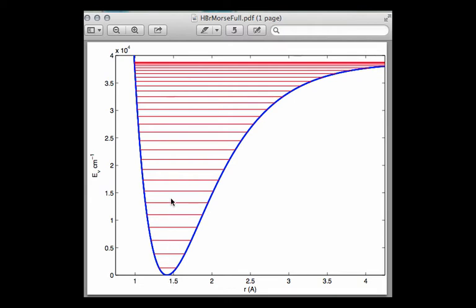And so you can climb out of this well by going from one vibrational state to another. And you can actually do that. There are ways that you can dissociate molecules by doing that. But you see how they really do get close together.